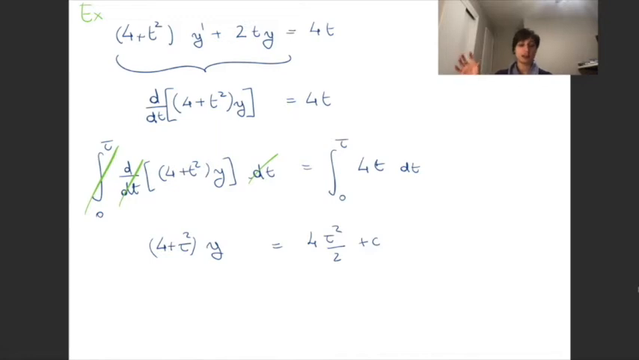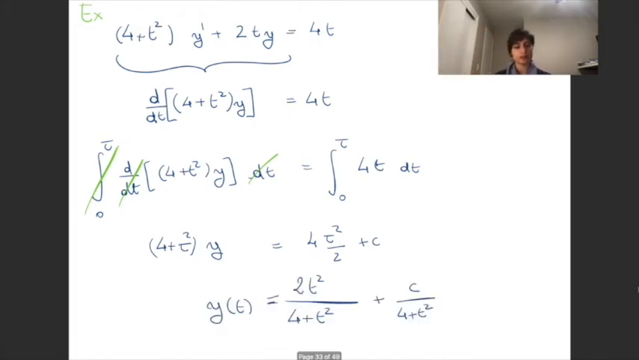This is an important element, that plus c, but the right-hand side becomes 4 multiplied by tau squared divided by 2 plus c. And if we turn things around and we change tau into a t again, then we have a formula for the solution of our ODE. y(t) equals 2t squared over 4 plus t squared plus c over 4 plus t squared.